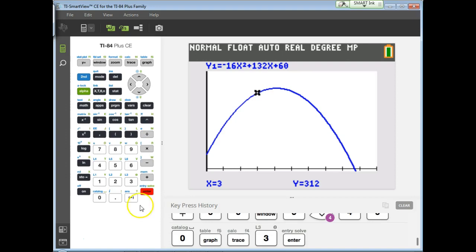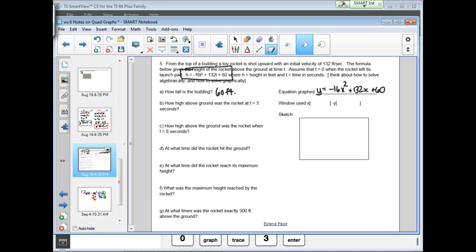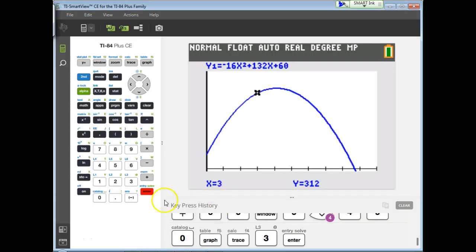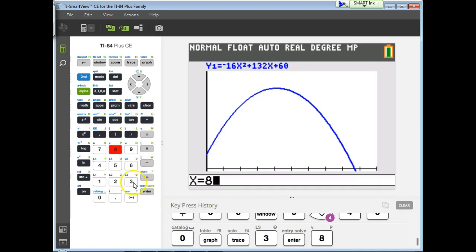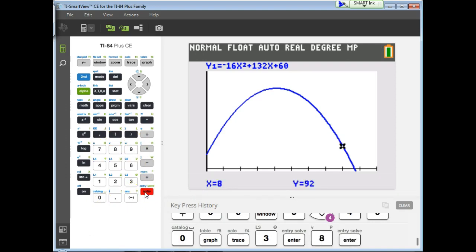What's my next question? At 8 seconds. I don't know, but I bet we're about to find out. So we're going to use that same technique. The cursor's actually already pulled up, so you can just type in 8, but you can still hit trace. It's fine. 92 feet, I heard. Thank you.